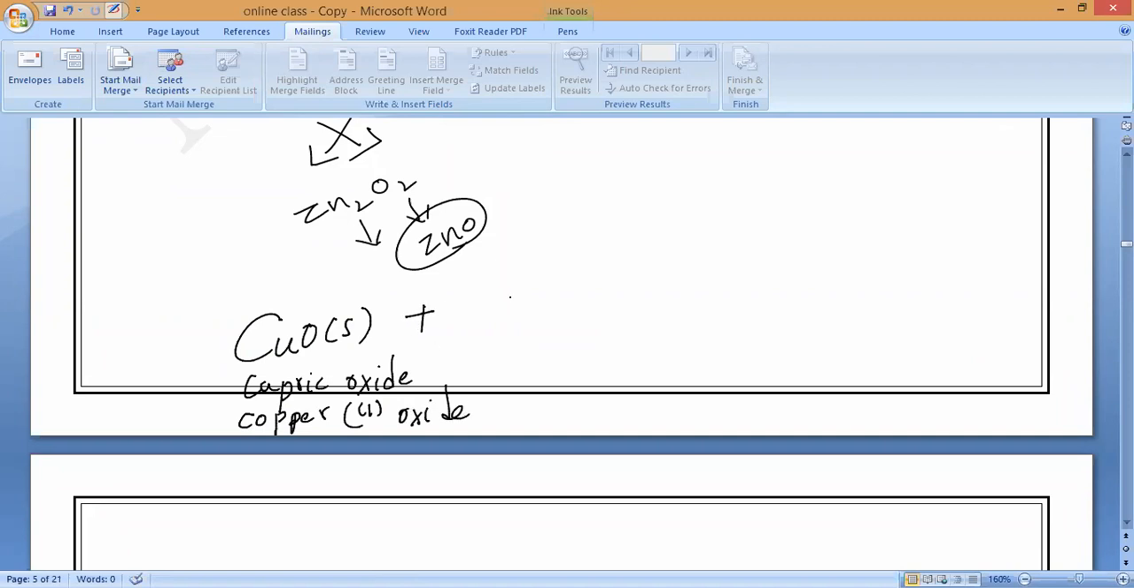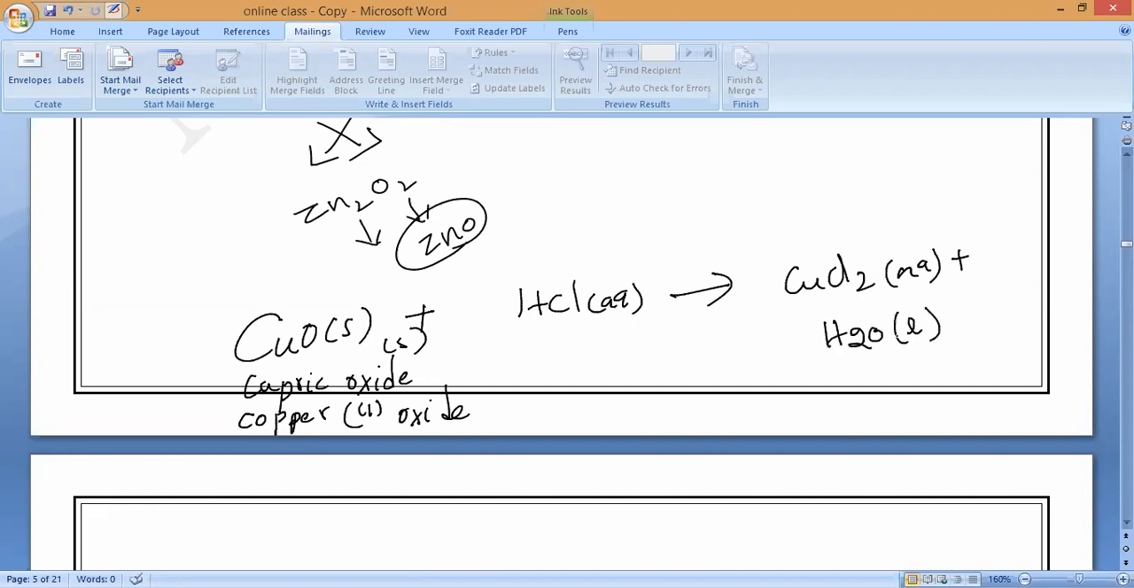It will react with what? Hydrochloric acid. This solid copper 2 oxide, cupric oxide, will react with hydrochloric acid and form, can you guess? CuCl2, copper chloride, in the plus 2 oxidation state, plus one more product, water.